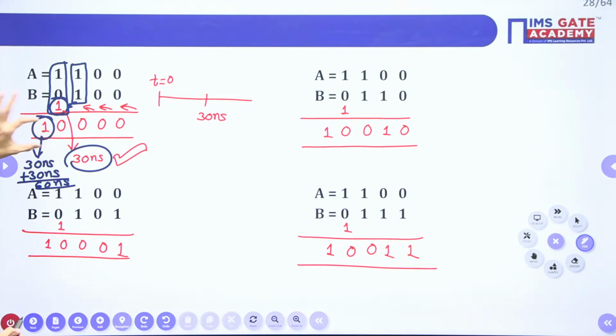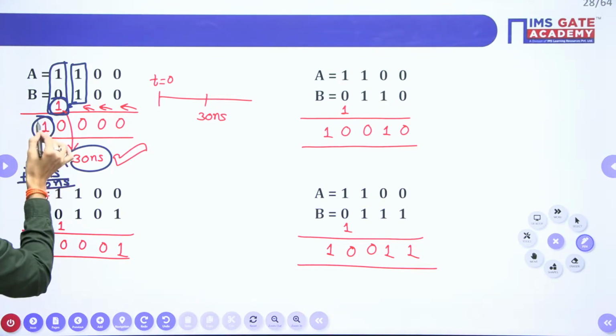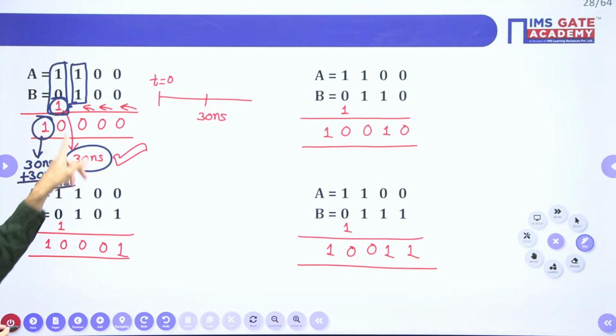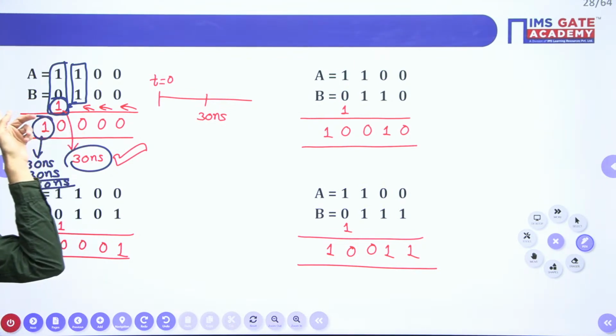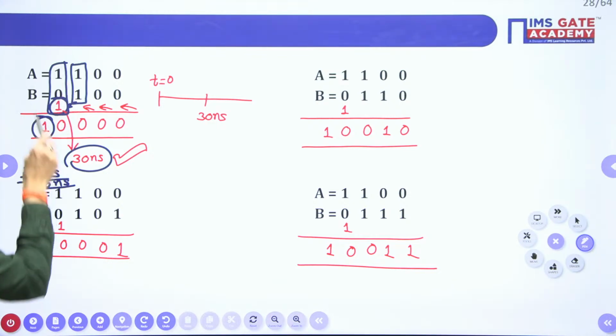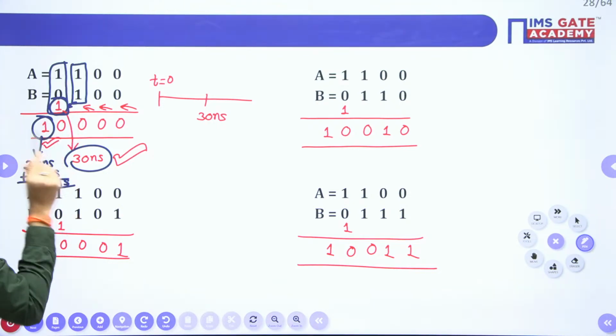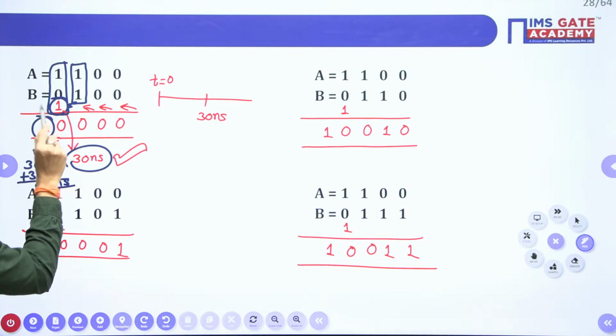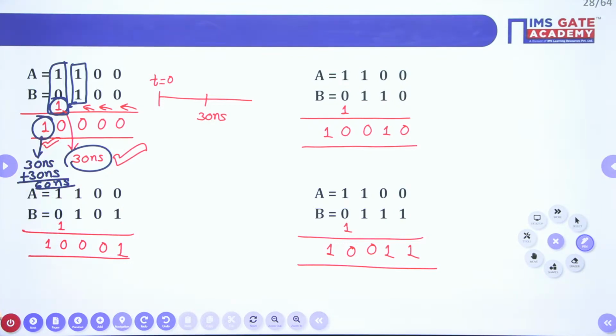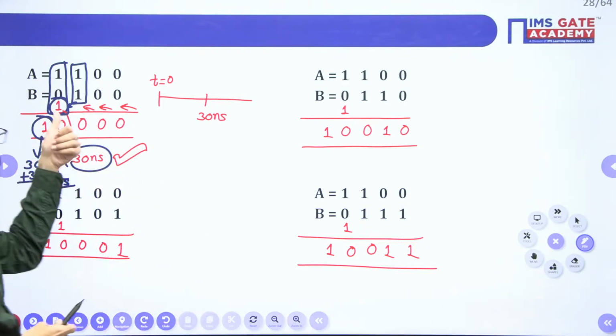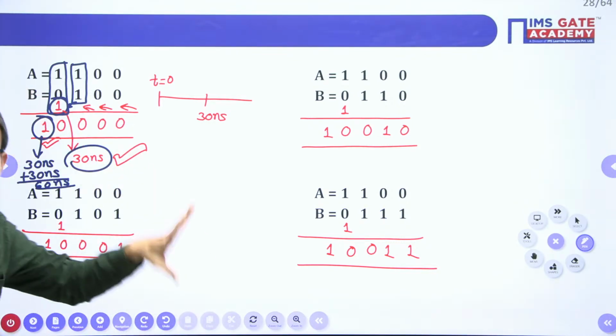Now, in order to get the valid output, that means in order to get this carry output as 1, this full adder has to wait for this carry or not. All of you quickly respond. Whether this full adder has to wait for this carry input or not. Yes, it has to wait.